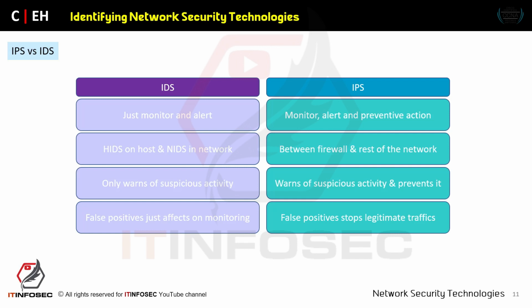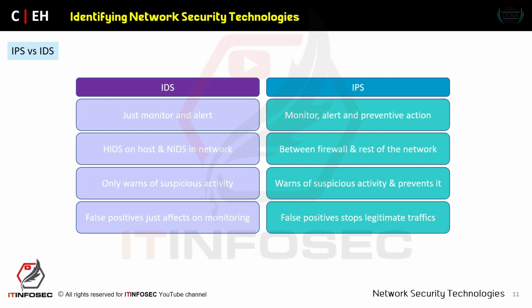Okay, let me compare IDS and IPS quickly. IDS just monitors and alerts, but IPS monitors, alerts, and takes preventive action. Any IDS or any IPS is divided into two types: network intrusion detection systems or NIDS, or host intrusion detection systems or HIDS. Network intrusion prevention systems or host intrusion prevention systems, NIPS or HIPS.